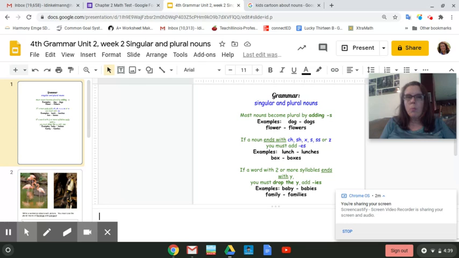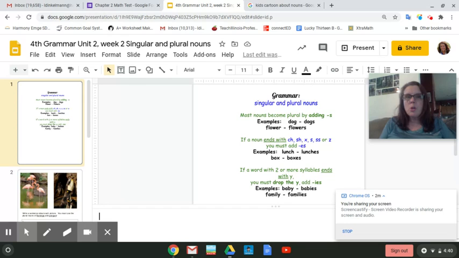And the last rule for this week is that if a word with two or more syllables ends with y, you must drop the y and add ies. So you have the examples here: baby becomes babies, and family becomes families. I really want you to recognize that when we have these lessons, I want to see you using these skills that you've learned in your other work, because we're seeing a lot of mistakes in grammar still. So please, even though grammar may not be one of your core subjects, it's super important that you start using these skills when you are writing.